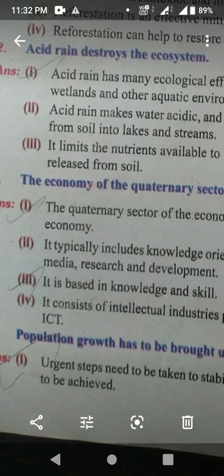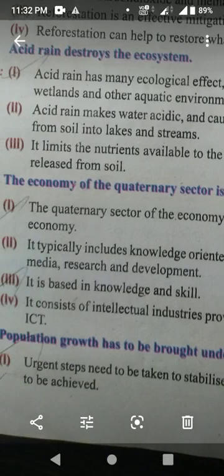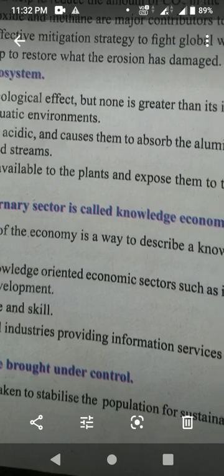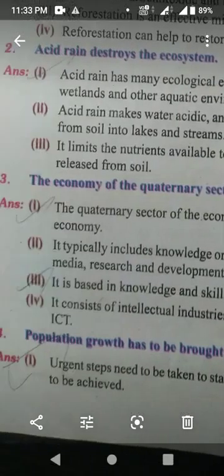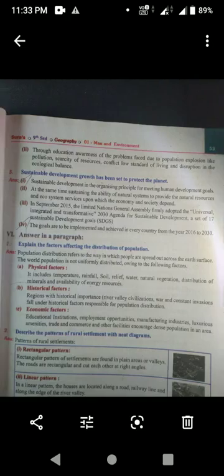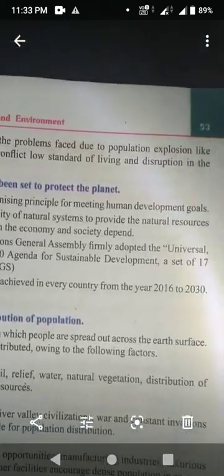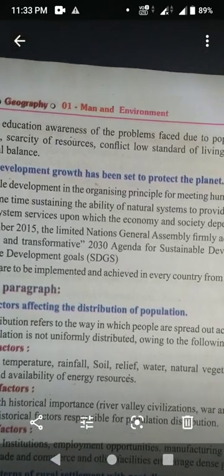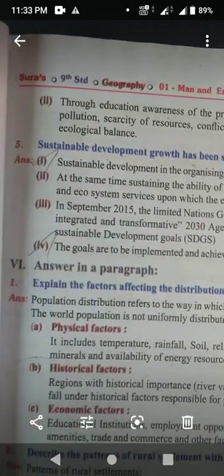Next question: population growth has to be brought under control. Urgent steps need to be taken to stabilize the population so that sustainable development goals are achieved. Next, through education, awareness of the problems faced due to population explosion, like pollution, scarcity of resources, conflict, low standard of living and disruption in the ecological balance.